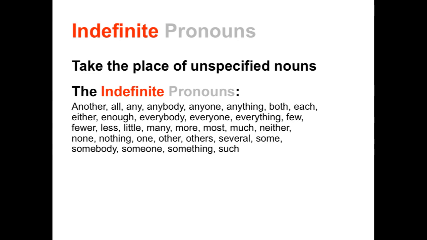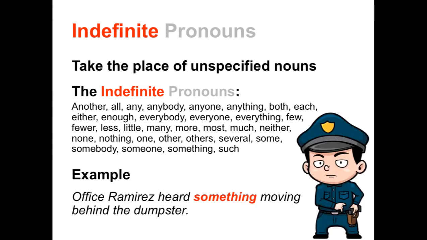The important thing here to remember is that indefinite pronouns are not definite. We do not know what they're definitely referring to. They are indefinite. They are taking the place of unspecified nouns. Here's an example of a sentence using an indefinite pronoun. Officer Ramirez heard something moving behind the dumpster. The indefinite pronoun something here takes the place of whatever is behind the dumpster. We don't know exactly what it is, but we know there is something back there, something that is not specified.